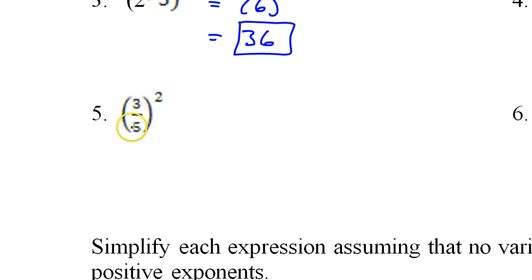Okay. When you have a fraction to a power, you're just going to do that power to each one of these things. So in your mind, you're thinking 3 squared over 5 squared. So that's going to be 9 over 25.